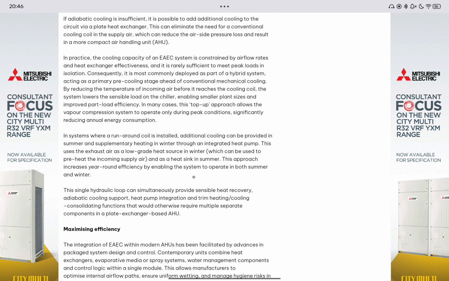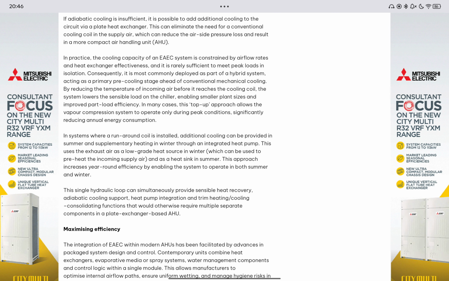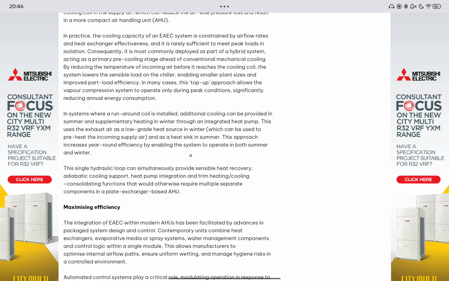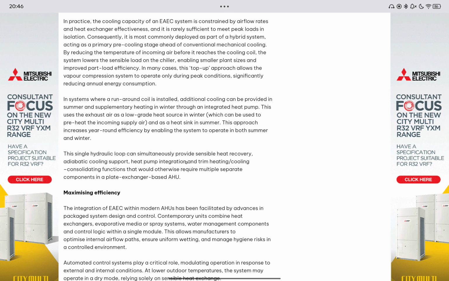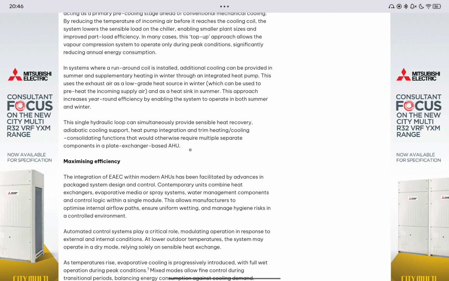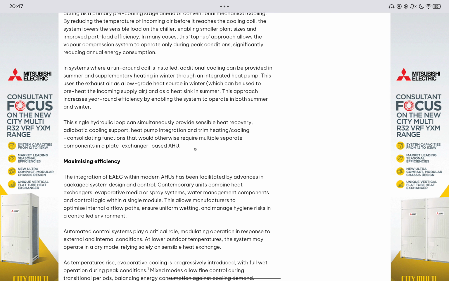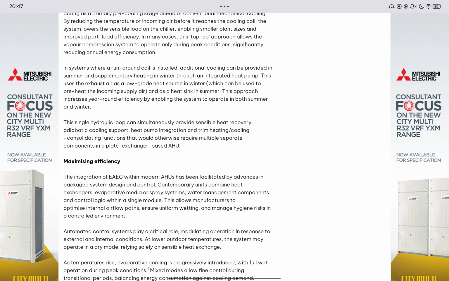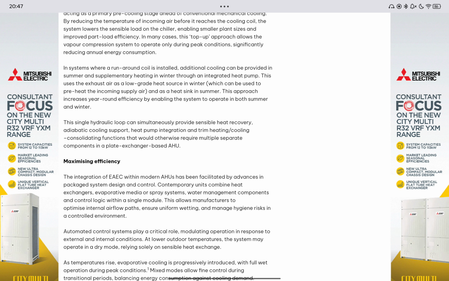This uses the exhaust air as a low-grade heat source in winter, which can be used to preheat the incoming supply air, and as a heat sink in summer. This approach increases year-round efficiency by enabling the system to operate in both summer and winter. The single hydraulic loop can simultaneously provide sensible heat recovery, adiabatic cooling support, heat pump integration, and trim heating and cooling, consolidating functions that would otherwise require multiple separate components in a plate heat exchanger based AHU.